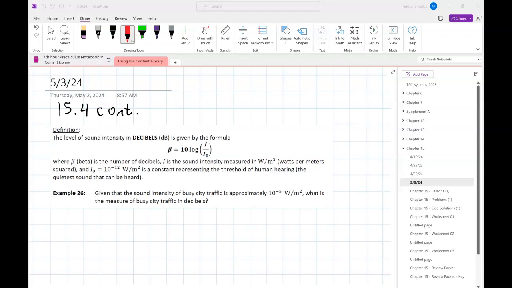So an example of a real life scenario where the behavior is described using an exponential or logarithmic function is measuring sound intensity. Oftentimes we measure that in decibels. So the decibels is equal to 10 times the log of I over I naught, where I is the sound intensity measured in watts per meter squared. I naught is a constant.